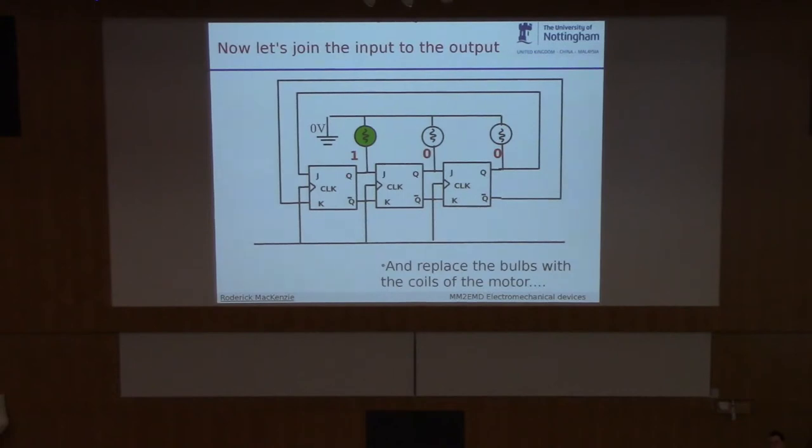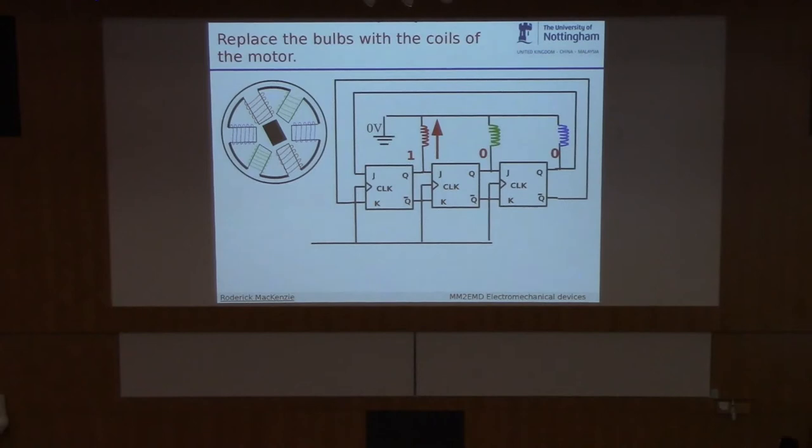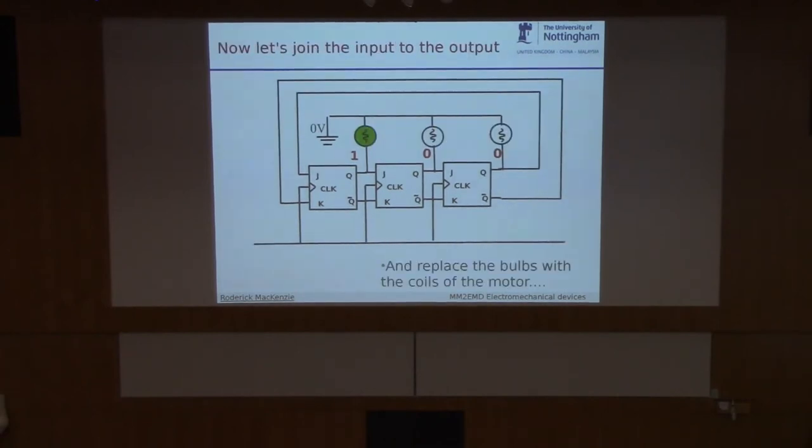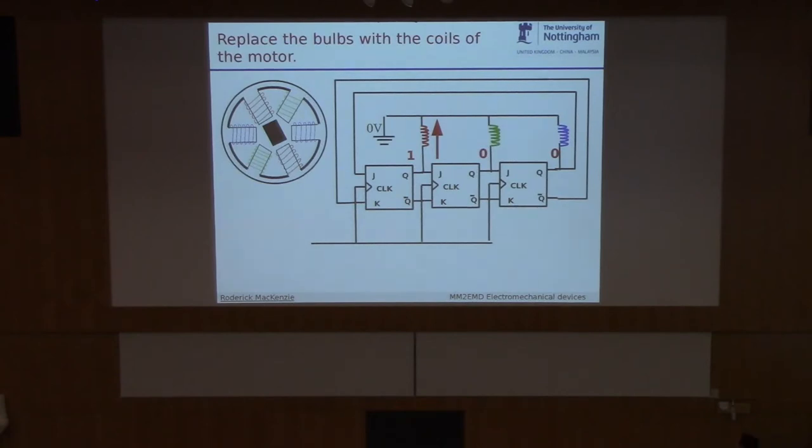So we've made a sort of shuffle along our registers, and then back to the other side. So if we replace our light bulbs with coils of the motor, the red coil's this coil here, the green coil is this coil here, the blue coil is this one here. So at the moment, our JK flip-flop is basically attached to this coil of the motor, and it's energized, right?